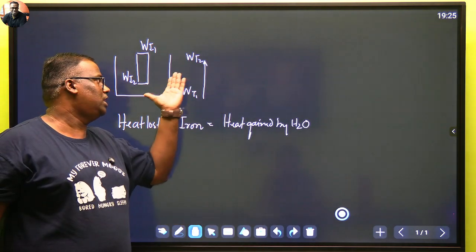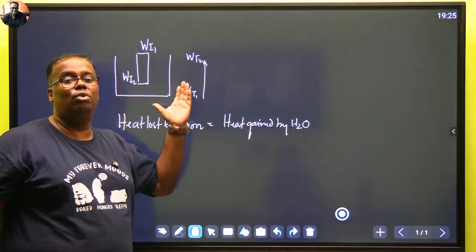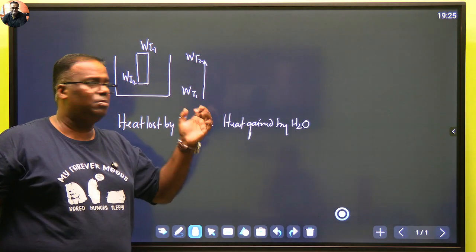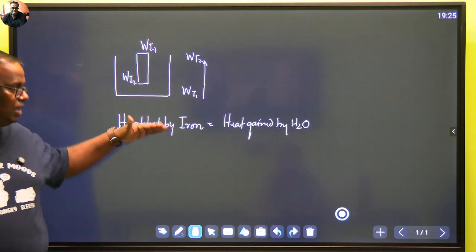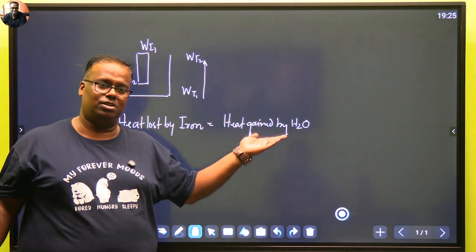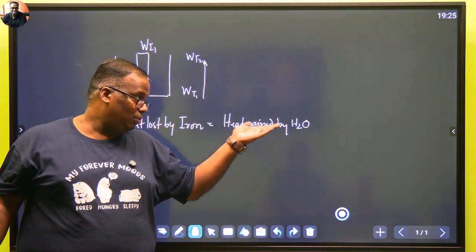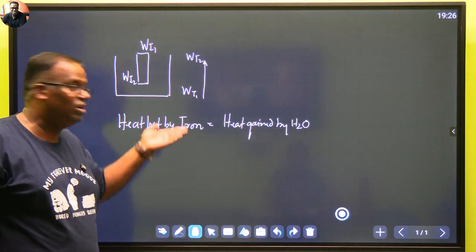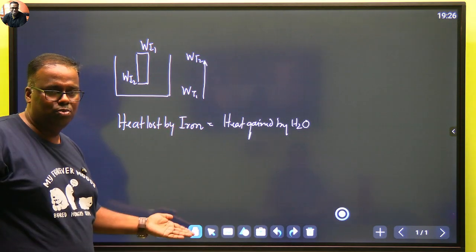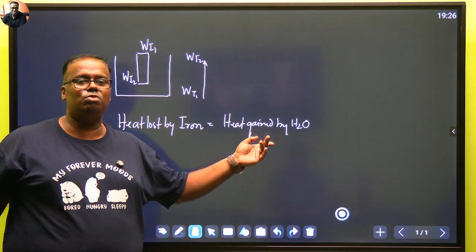I am not telling you that the vessel which is holding the water will also absorb some heat, but I'm taking a very simple case. So heat lost by Bournvita should be heat gained by the water. Now, if you take some substance out, what do you want? You want the Bournvita to cool down. So you want more heat to be lost. Therefore, more heat should be absorbed.